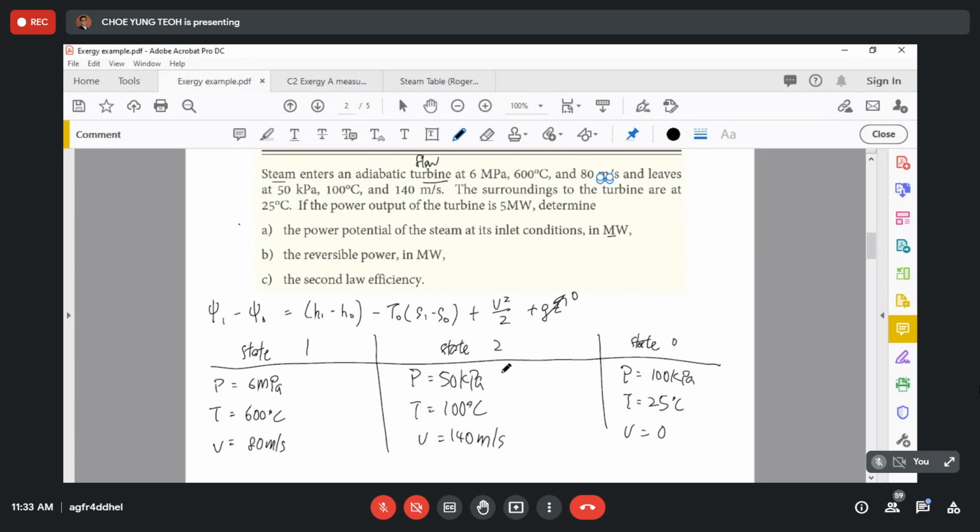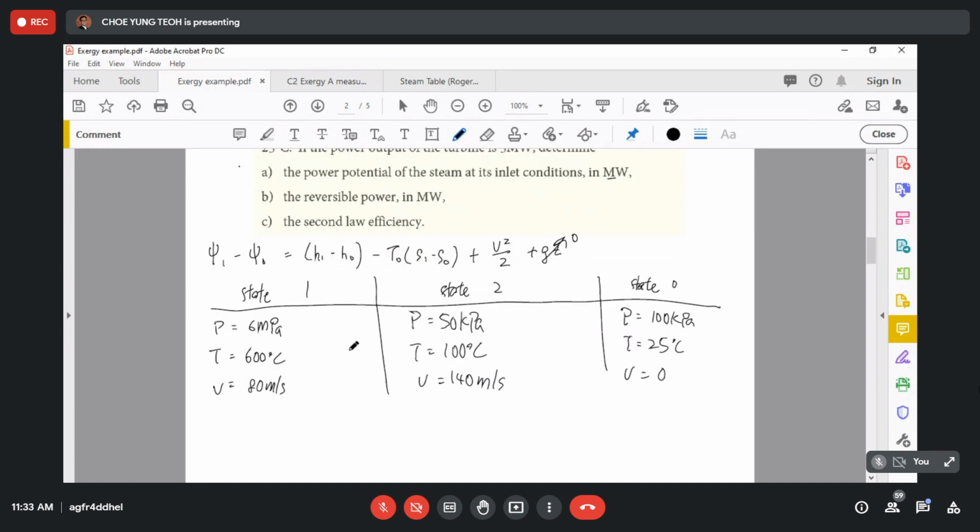Okay. So now we want to find H and S before you can get the exergy. So here you have H and S, and I can call it H1, S1 for state 1. Same thing, state 2, H2, S2, and state 0, H0, S0.